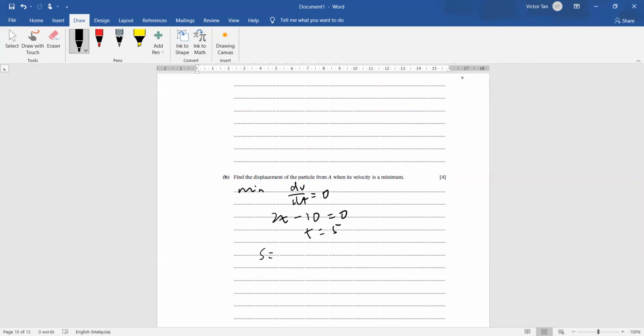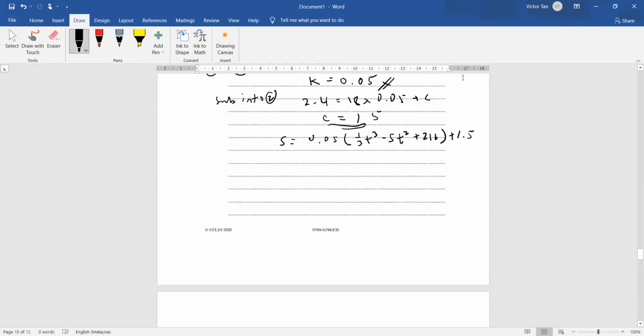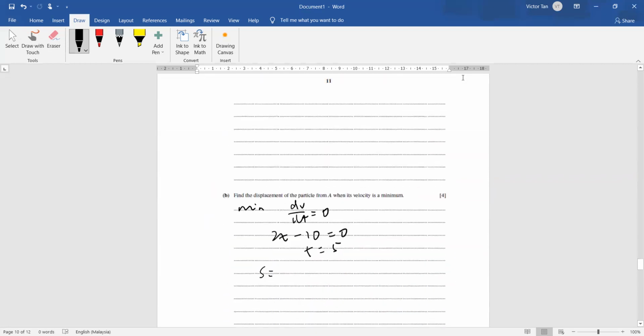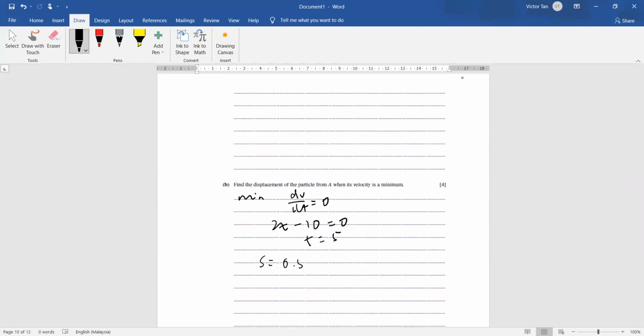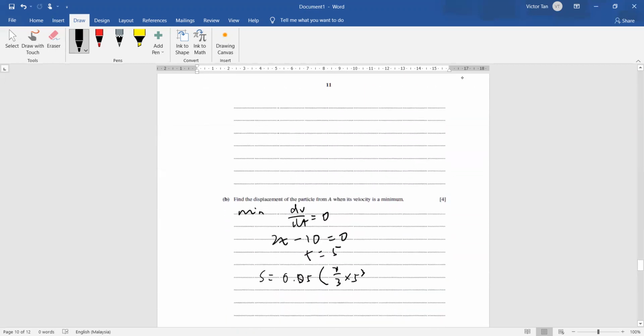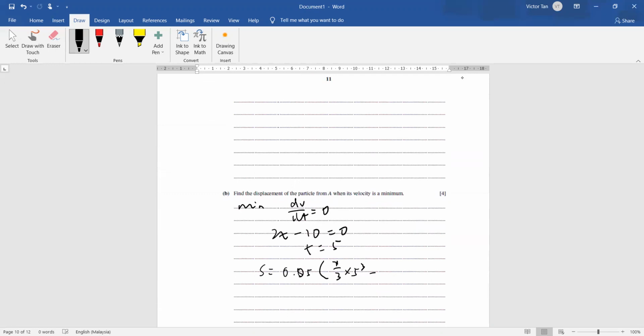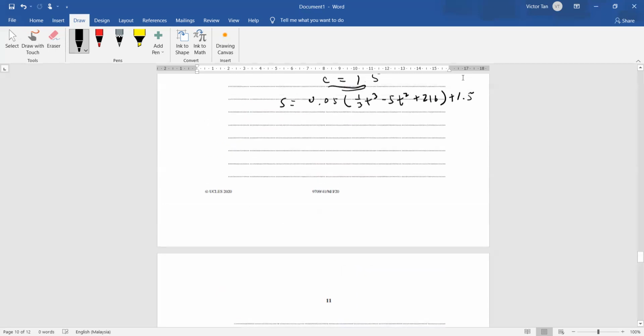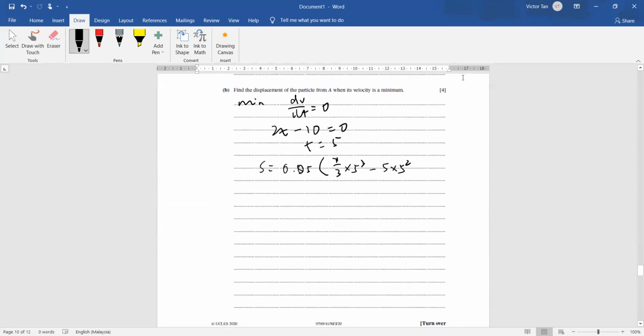S equals, using this equation, 0.05 times (1 over 3 times 5 cubed, minus 5 times 5 squared, plus 21 times 5).